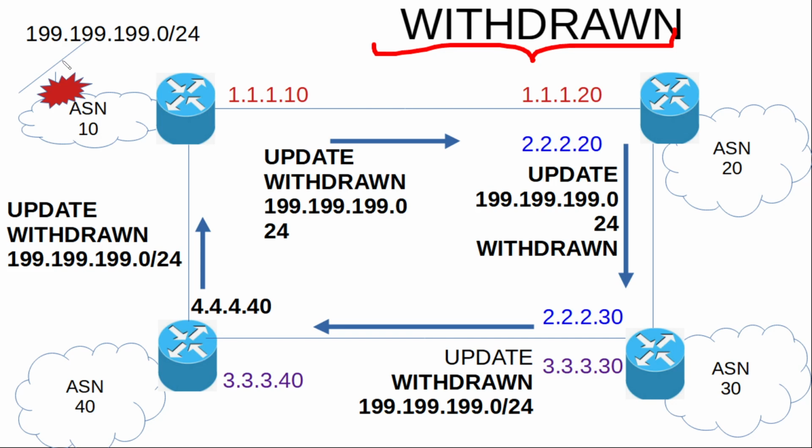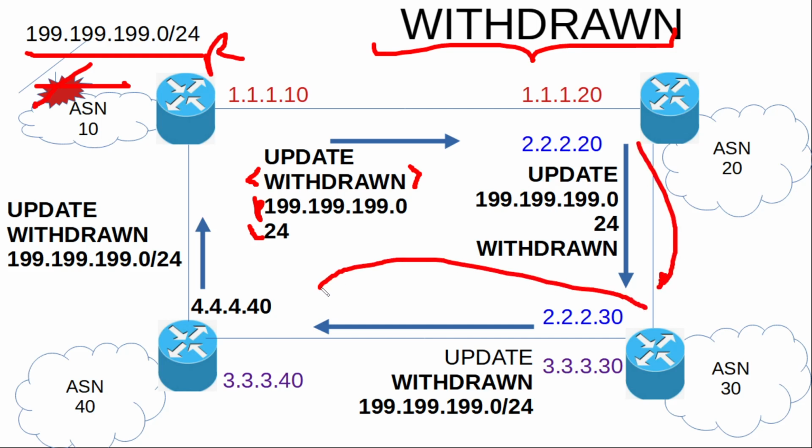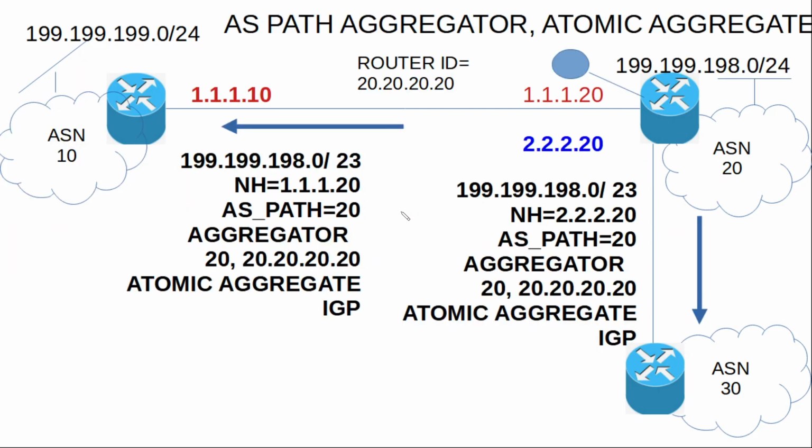So we also have a withdrawn. What happens if this prefix is no longer available within this autonomous system number? Maybe a link went down, so this prefix is no longer available. So this router here is going to be in charge of sending an update, but with a type of withdrawn. So it is advertising that this prefix with this length is no longer available. So this travels across all the eBGP network. So these devices will eventually know that this prefix is no longer available.